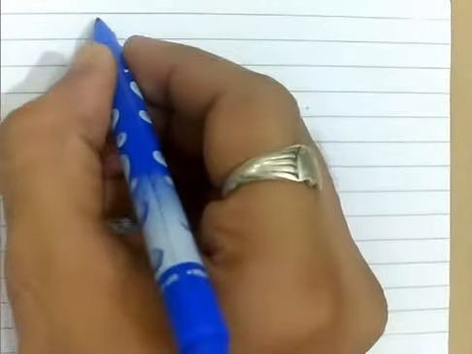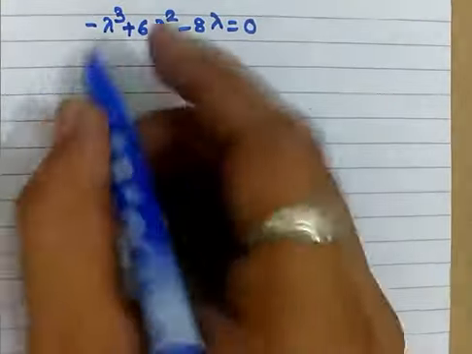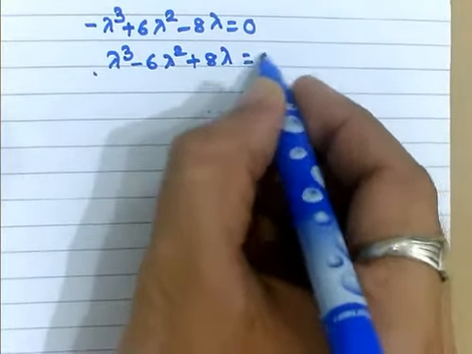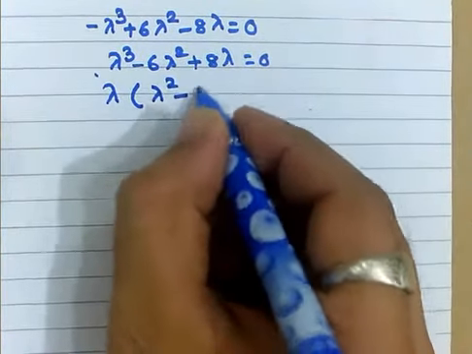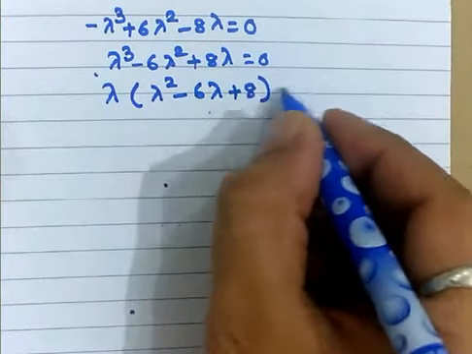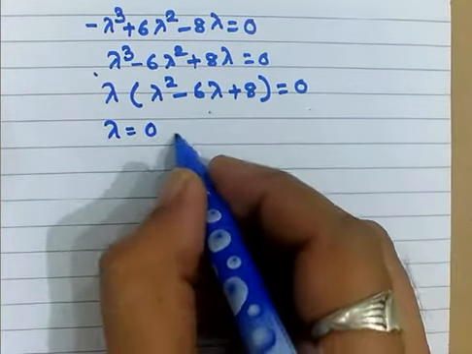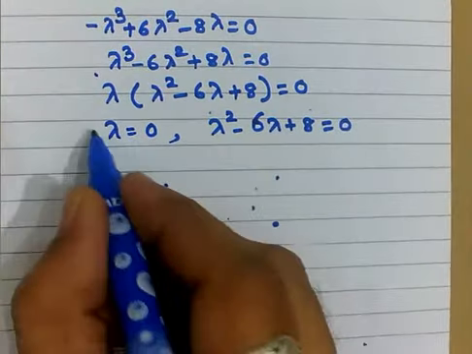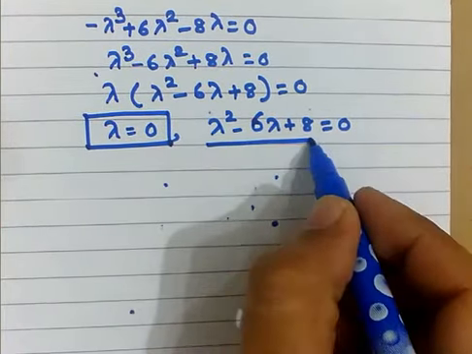Let's simplify it here. The equation we have is minus lambda cube plus 6 lambda square minus 8 lambda equal to 0. Let's change the sign for simplicity. It will be lambda cube minus 6 lambda square plus 8 lambda equal to 0. Now by taking lambda common, it will become lambda into lambda square minus 6 lambda plus 8 equal to 0. So equate each term to 0. So it will become lambda equal to 0, and the second is lambda square minus 6 lambda plus 8 equal to 0. This is the first eigenvalue which we got. We need to obtain the other two from this equation.